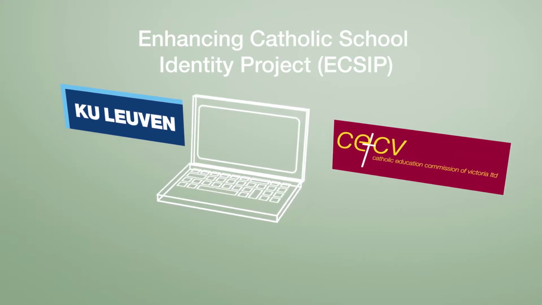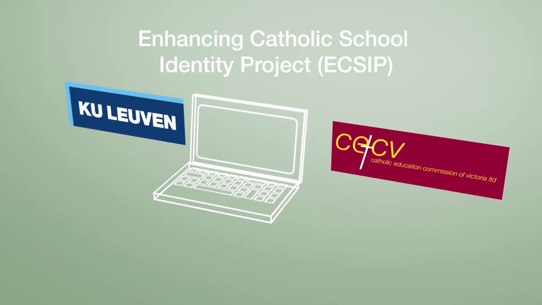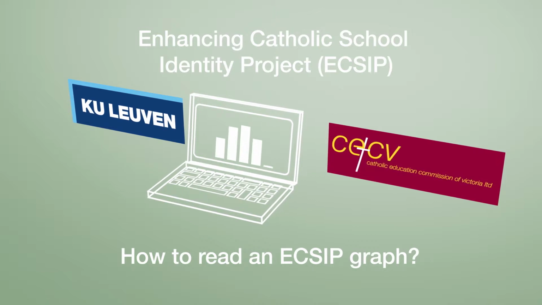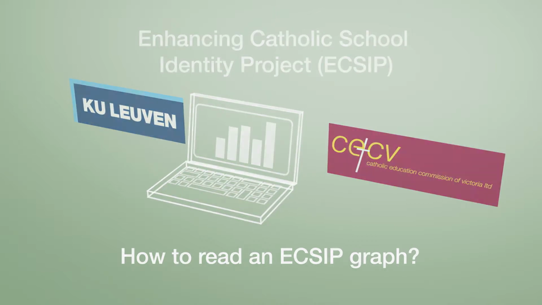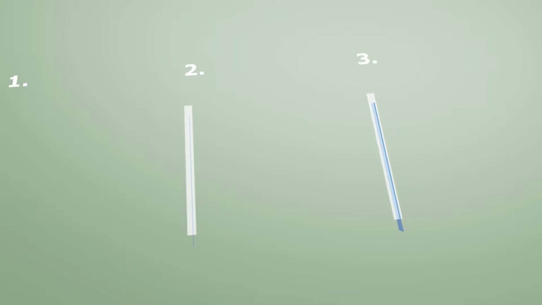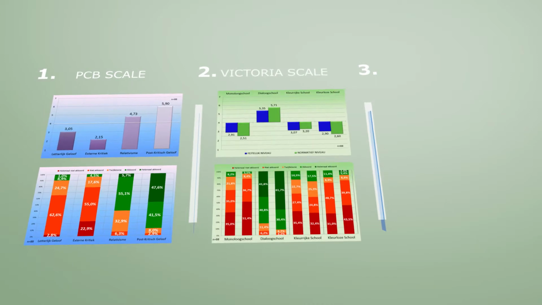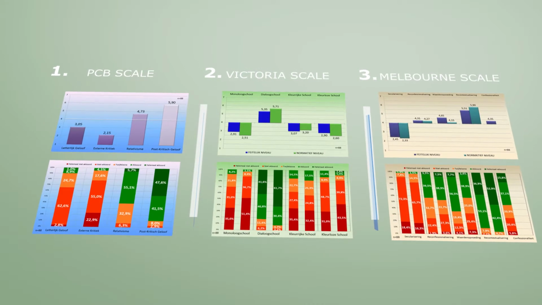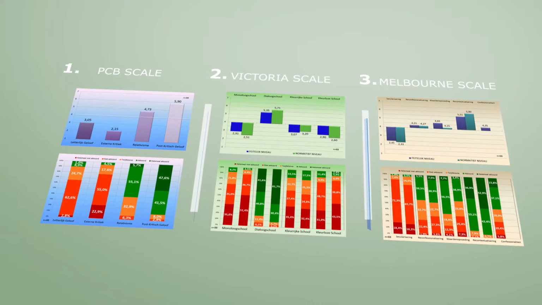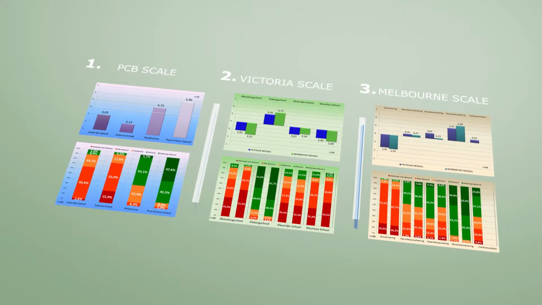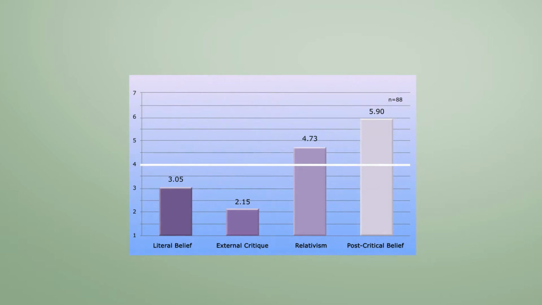The ECSIP methodology explores the Catholic identity of your school through the use of 3 scientific measuring instruments, each with its own type of graphs. We will discuss the graphs of the following 3 typological models: the so-called post-critical belief scale, the Victoria scale, and the Melbourne scale. Reading graphs like these might seem difficult at first sight, but once you know the basics, it's not so difficult at all.